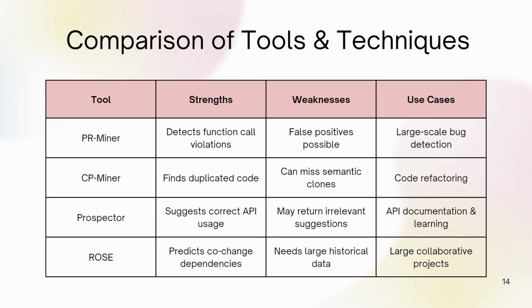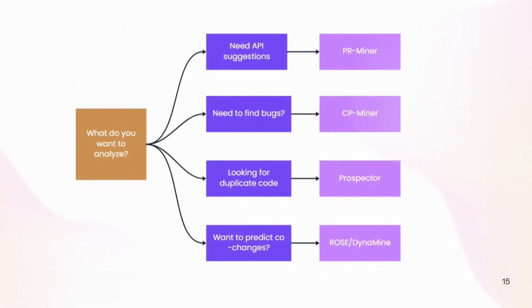On the other hand, Prospector and CodeWeb focus on API mining, helping developers adopt correct usage patterns. Rose and Dynamine stand out for their ability to identify code change dependencies, improving software maintainability. A key takeaway from this comparison is that no single tool excels in all areas. Instead, a combination of multiple tools is often required to comprehensively analyze a software project. This highlights the need for future research into hybrid approaches that integrate multiple mining techniques into a unified framework.